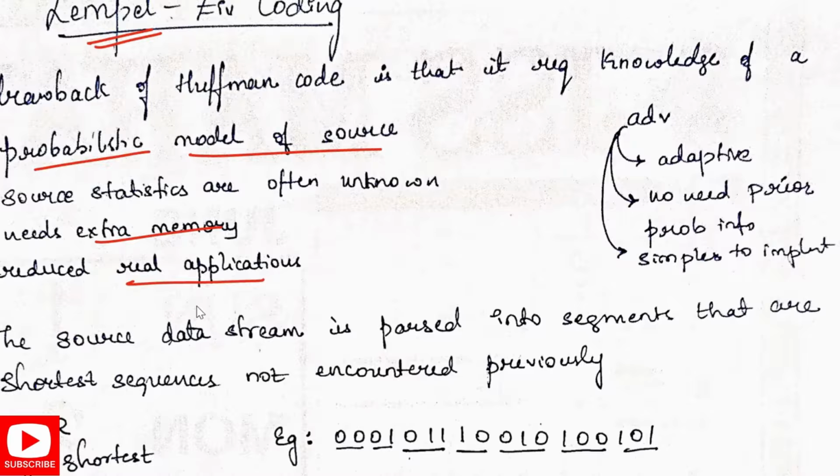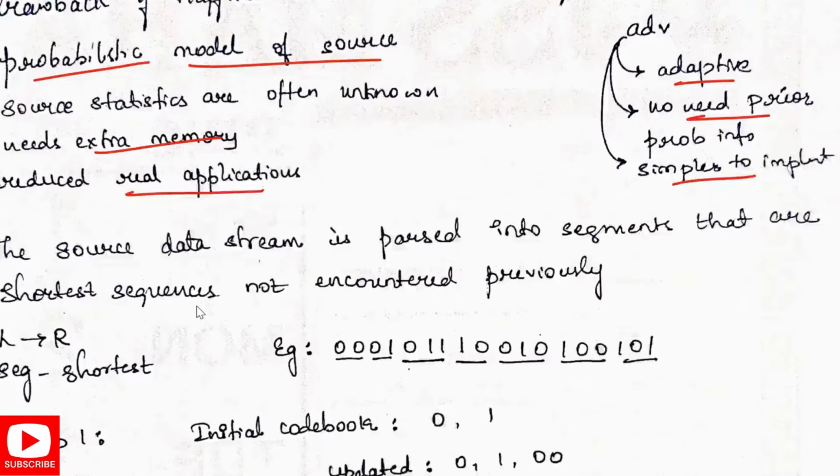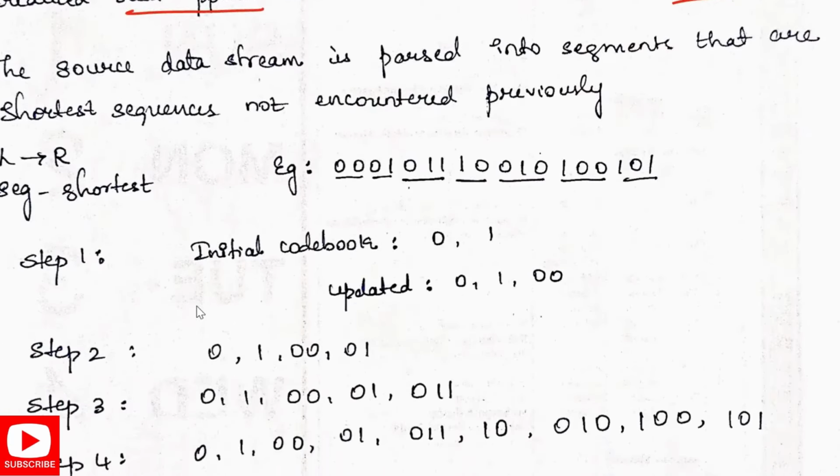So the advantages we get using this type of coding are, one, it is adaptive, no need for any prior probability information, and it is simpler to implement. The source data symbols are parsed into segments that are the shortest sequences not encountered previously. That is, the segment is as short as possible, and you need to move from left to right always. So we will consider this one example to understand the coding.